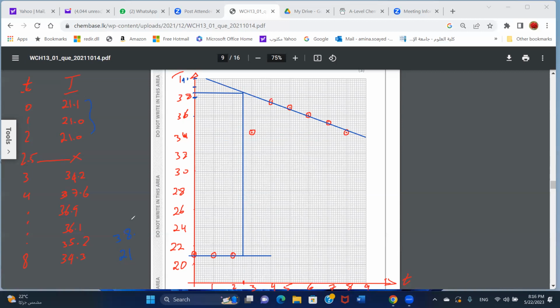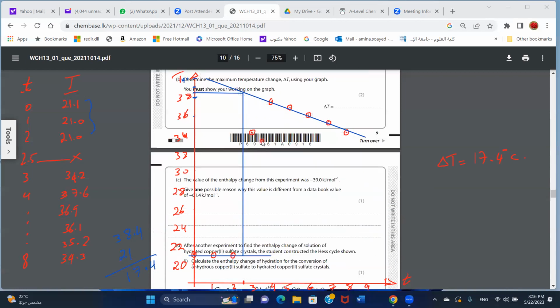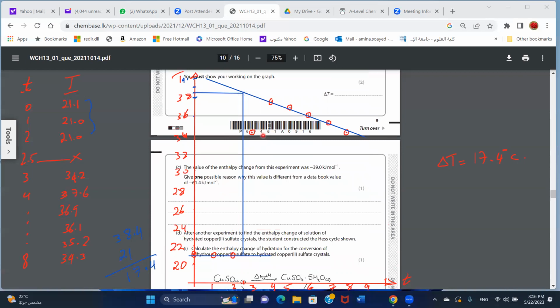That's why. Okay. So this is 38.4. And when we subtract 21, we get 17.4, isn't it? It should be 17. Yes. 17.4, the delta T equals 17.4 degrees Celsius, isn't it? Okay. Okay, Mavi, the value of the enthalpy change of this experiment was minus, let me remove this.